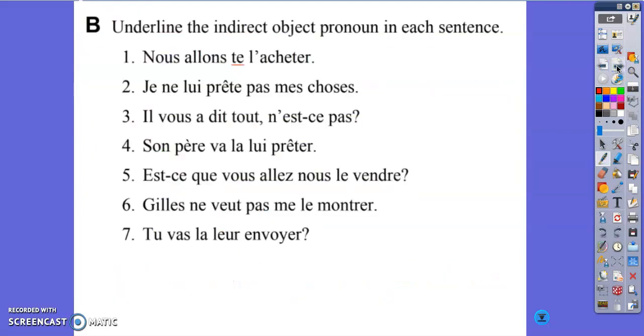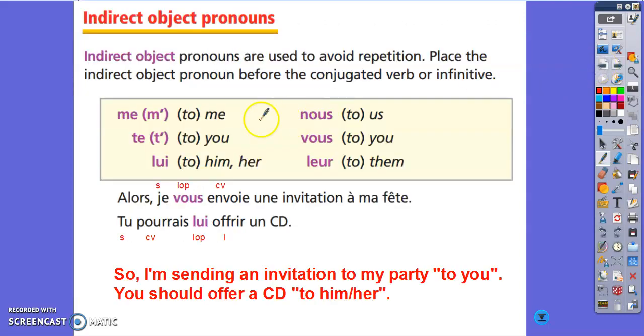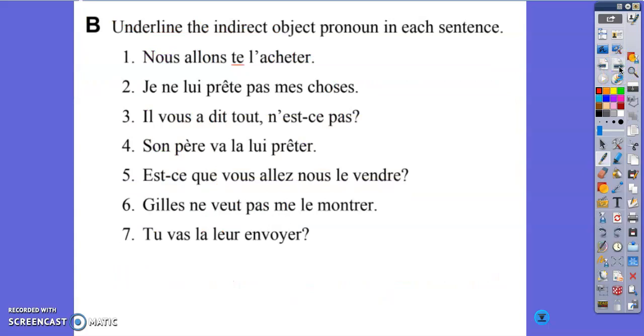Alright, now I want you to underline the indirect object pronoun in each sentence. So number 1 has already been done. Nous allons te l'acheter. So we're going to buy it for you. So te is our indirect object pronoun. Remember, you're looking for one of the words from this list. Me, te, lui, nous, vous, or leur. Alright, pause the video and try numbers 2 through 7.